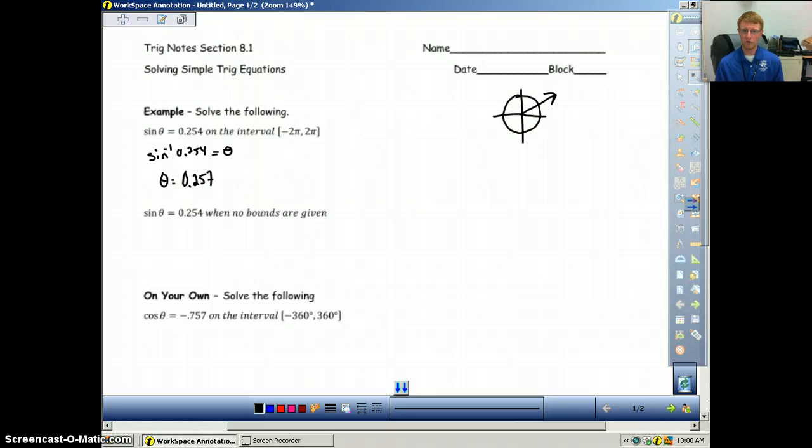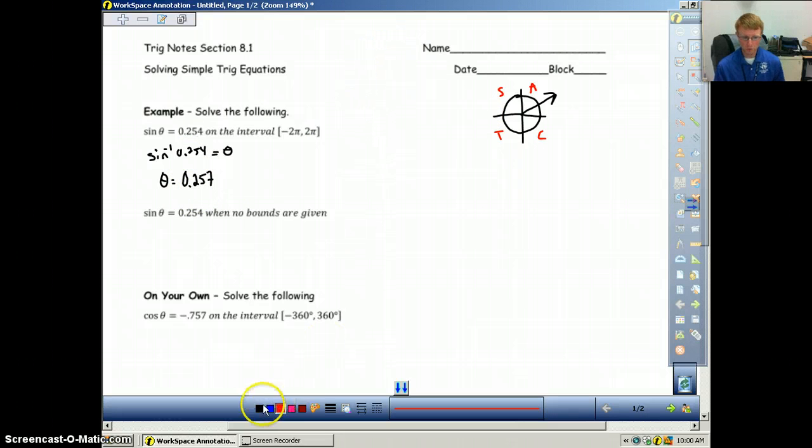What you want to ask yourself is, are there other reference angles on your unit circle where we're also at 0.257 and a positive value? So remember our little thing where we said all students take calculus. That means that sine is positive in the top right quadrant and it's positive in the top left quadrant. So what we have to deal with here is an angle that is going to show up in more than one quadrant. So there's got to be more than one answer.